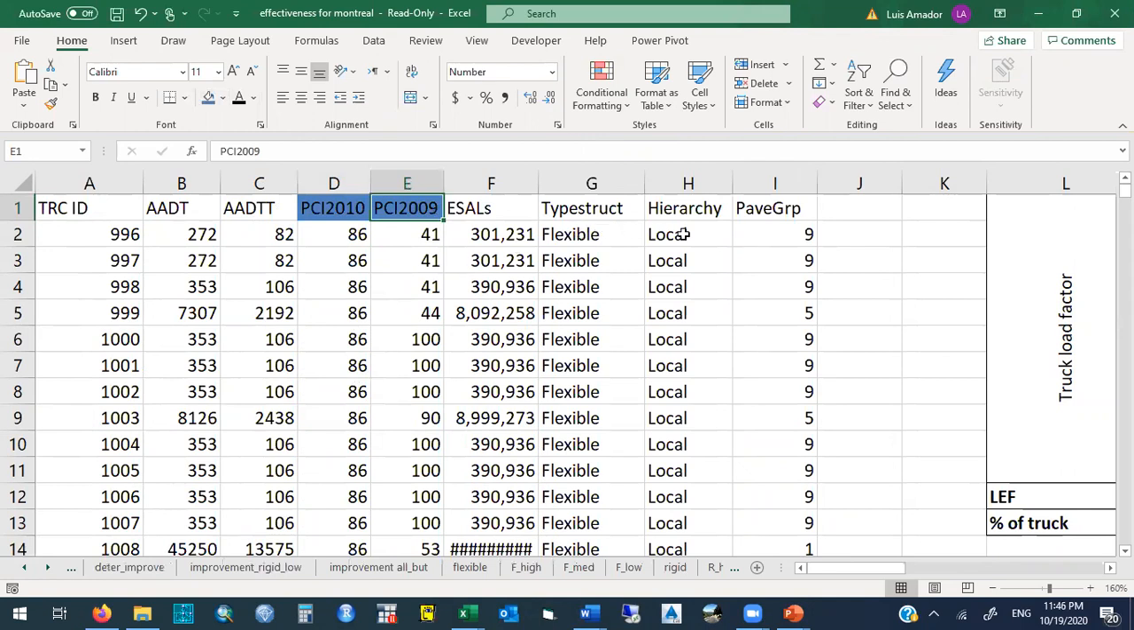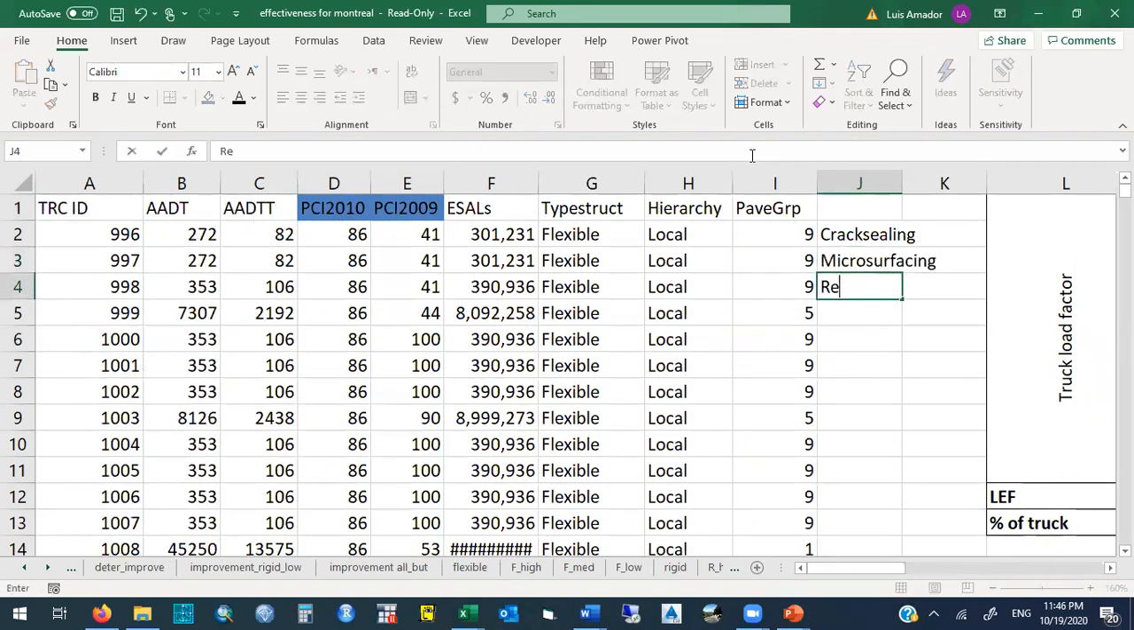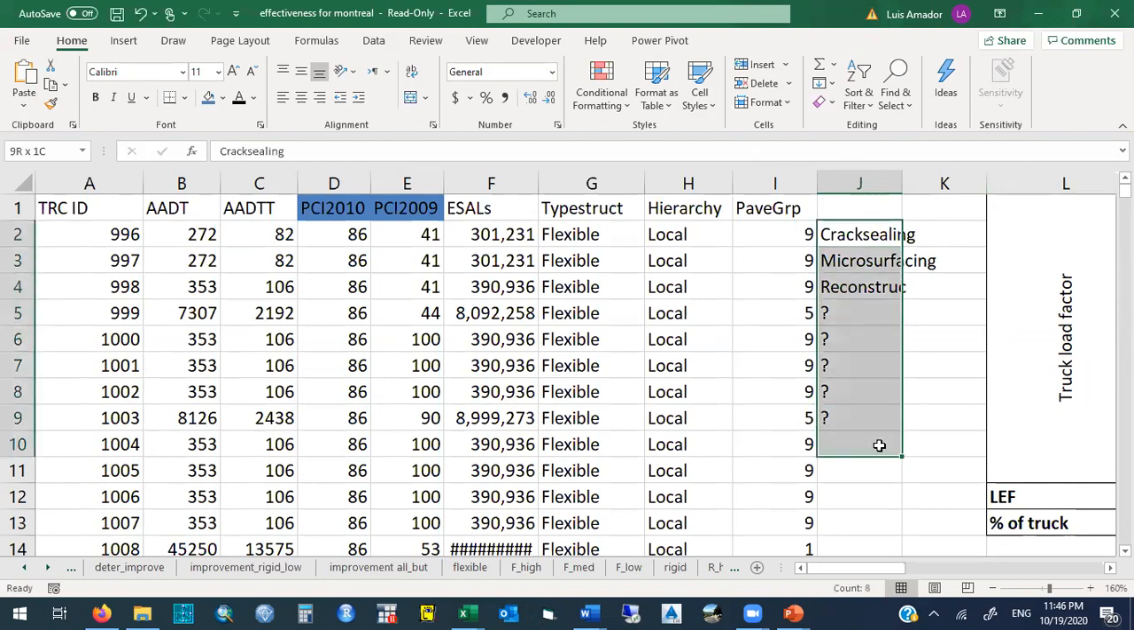But do you see here that I know this was crack sealing or this was microsurfacing? It doesn't say, do you realize of that? It's not telling me, or this is a reconstruction. I don't know. For anybody, I have no clue what's going on. Do you agree with me? Yes.